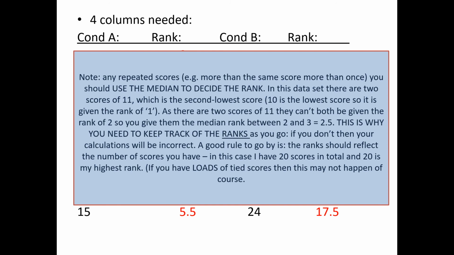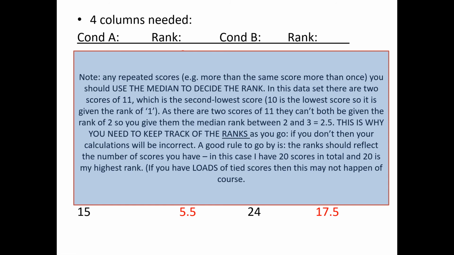So, for example, 11 is our lowest score after 10. We can't give the 2 11s both the rank of 2, so we give them the median. Our first rank was 1, which score number 10 was. So the next 2 ranks are 2 and 3. So what we do is we look at 2 and 3, we see what's in the middle. You could actually use the mean if you want to. I've just chosen median because you can easily see it if you lay all your scores out on a line. The median of 2 and 3 is 2.5, right?